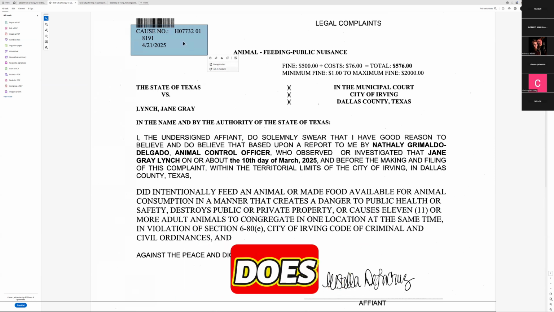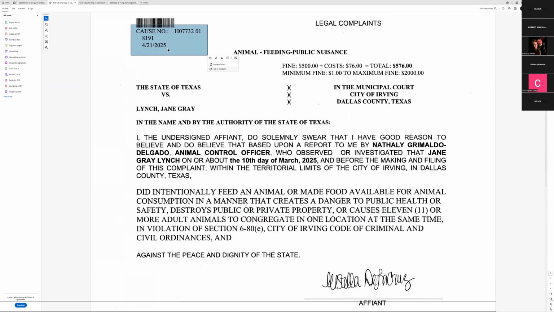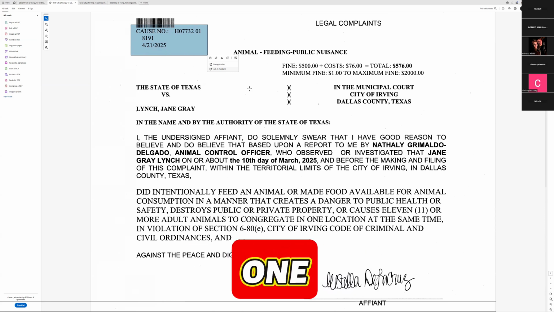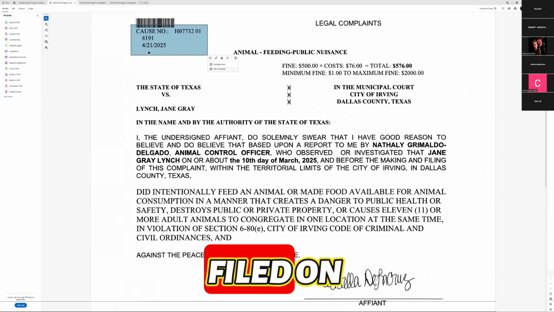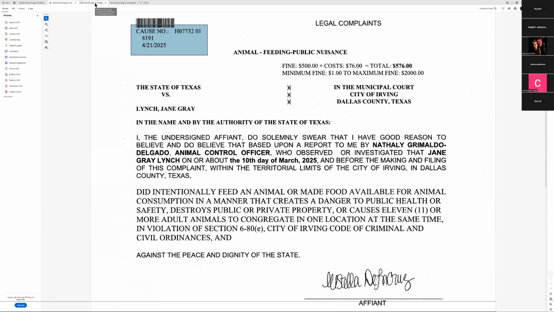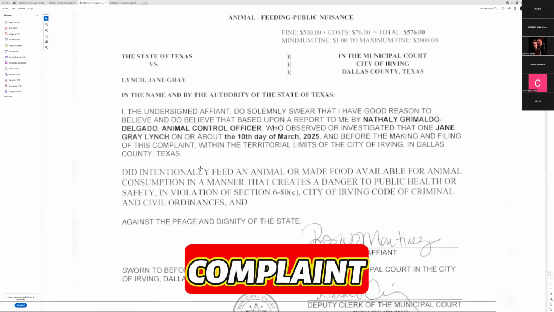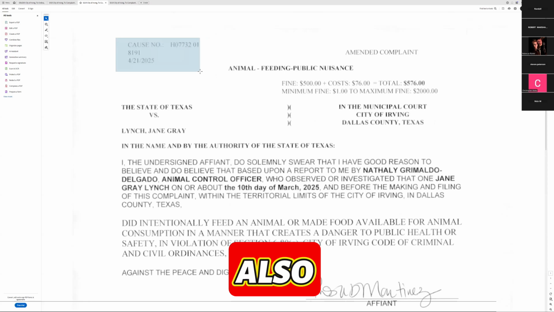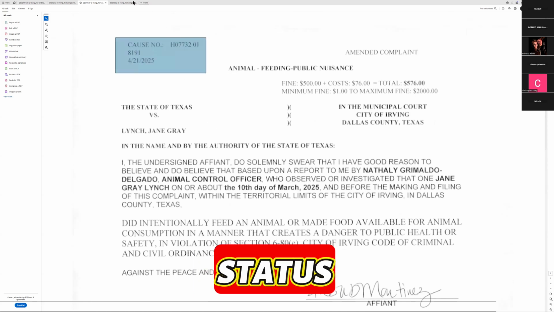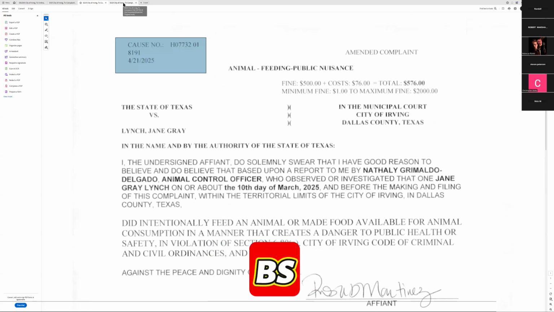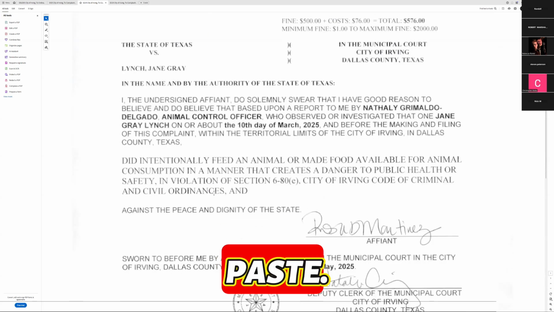All right. Now, does everybody see where I've got this highlighted up here, this blue box? Everybody see that date of 4/21/25? This is the original complaint, the very first one filed that we challenged. The date says it was filed on 4/21/25. This is the amended complaint, but it also says it was filed on 4/21/25. It's a status date, actually. And that's a BS response there. That was just a copy paste.